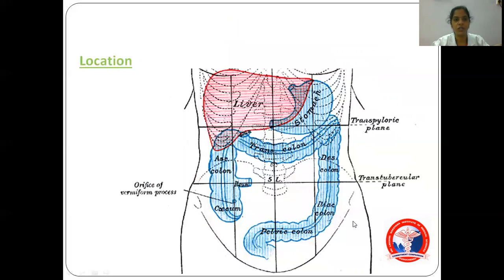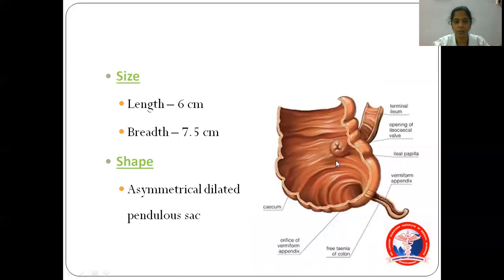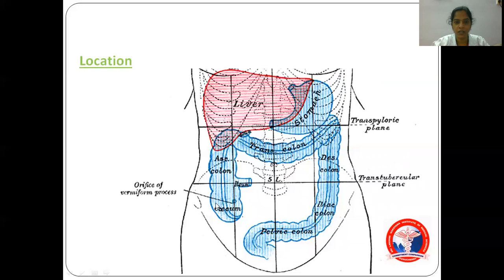So what is the location of the cecum? The cecum is located in the iliac fossa. Now you know the quadrants of the abdomen. Here you can see this part, the epigastric region. This is the right hypochondriac, left hypochondriac. This is the umbilical region. This is right lumbar, left lumbar. Here you can see this is right iliac, left iliac.